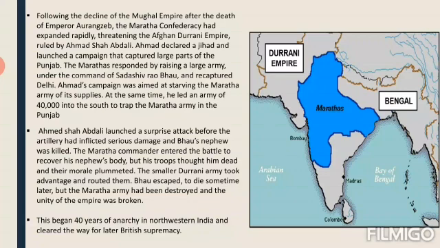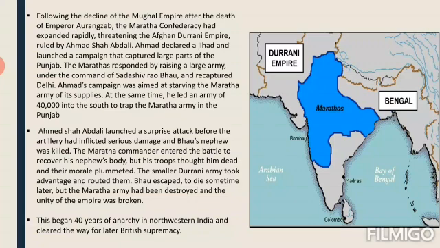Ahmad's campaign was aimed at starving the Maratha army of its supplies. At the same time, he led an army of 40,000 into the south to trap the Maratha army in Punjab. Ahmad Shah Abdali launched a surprise attack before the artillery had inflicted serious damage, and Bhau's nephew was killed. The Maratha commander entered the battle to recover his nephew's body, but his troops thought him dead and their morale plummeted. The smaller Durrani army took advantage and routed them. Bhau escaped to die sometime later, but the Maratha army had been destroyed and the unity of the empire was broken. This began 40 years of anarchy in northwestern India and cleared the way for later British supremacy.